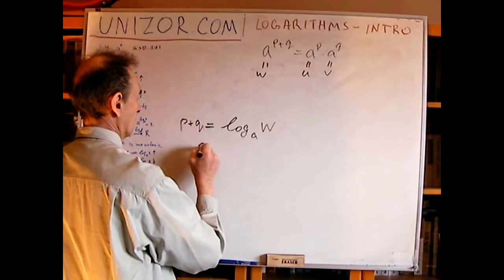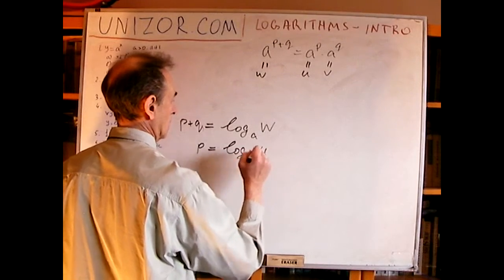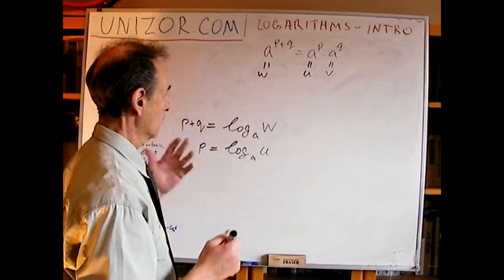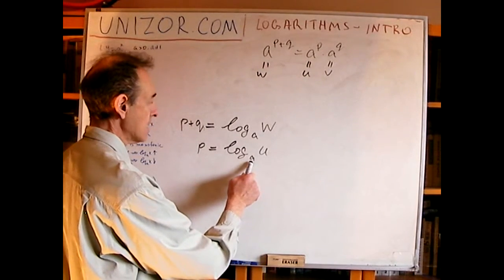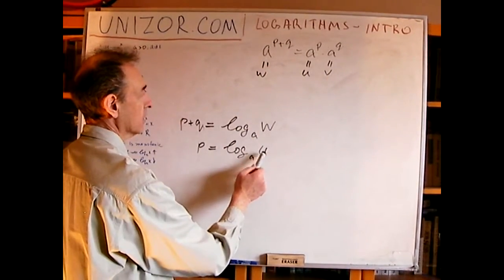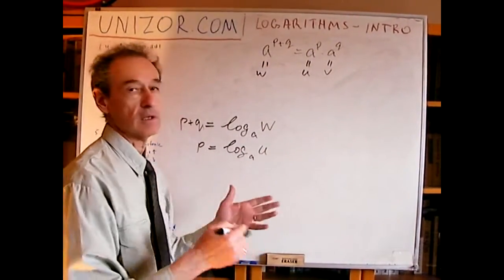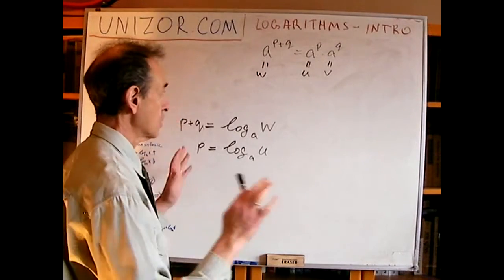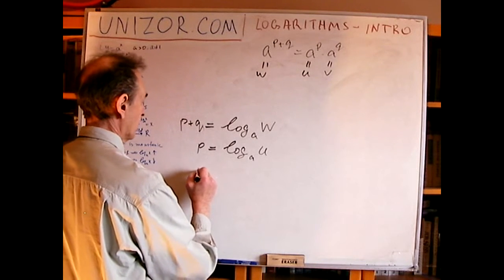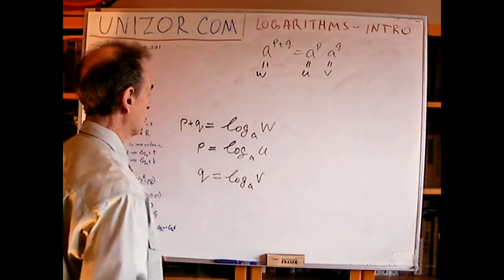Similarly, p is logarithm u at base a. Why? Because if I raise a to the power p, I will get u, right? That's what it is. Again, this is just the definition of logarithm. I didn't do any logical derivation here, just a specific definition. And similarly, q is logarithm v at base a.